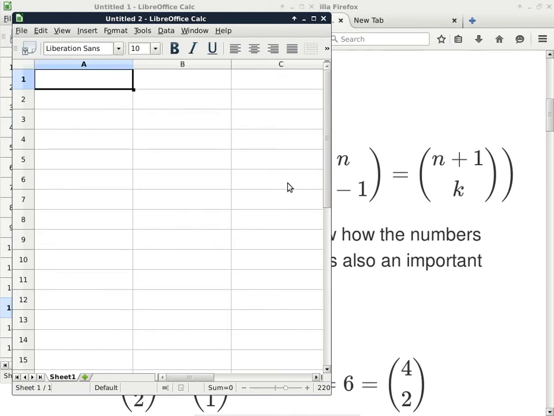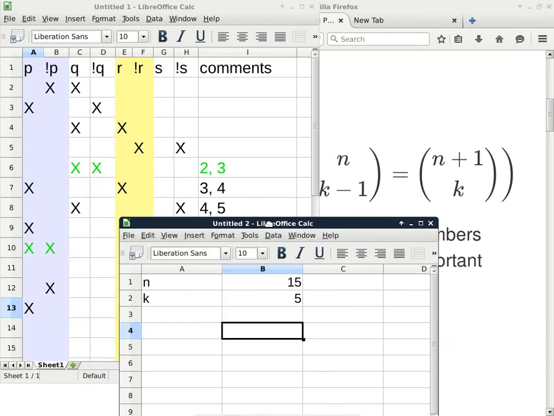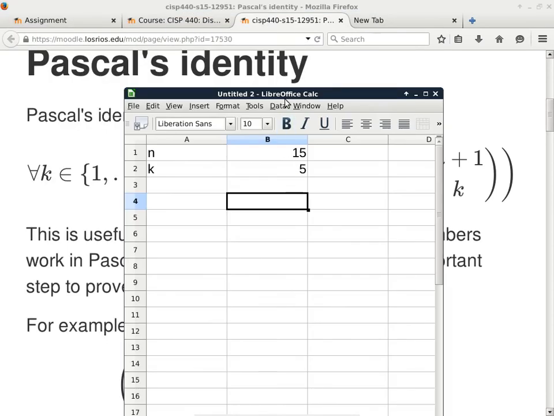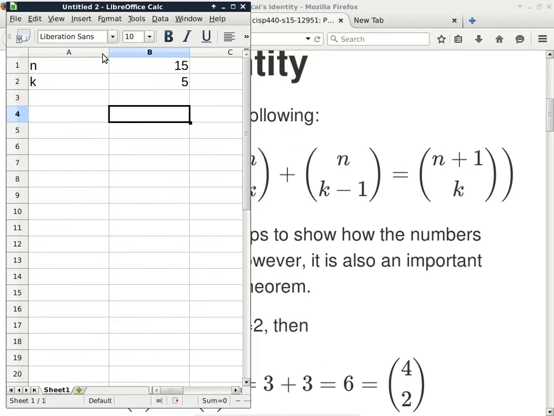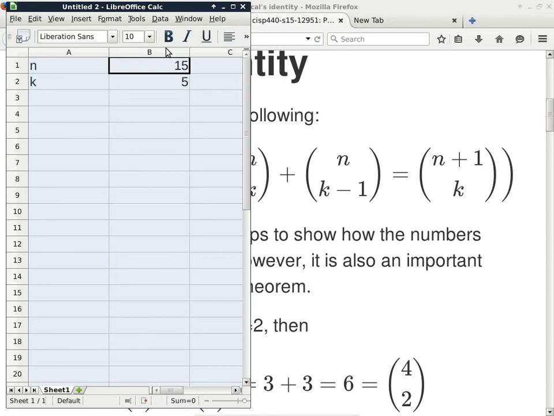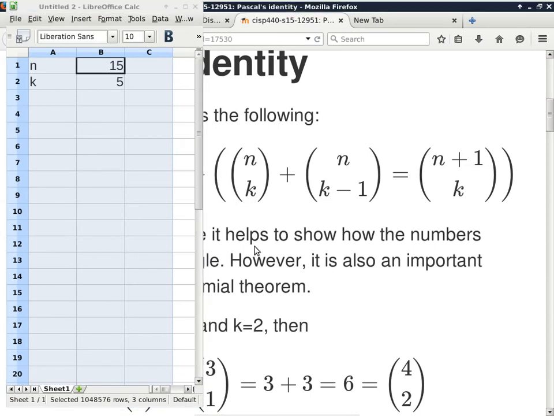So let's say n is 15, and let's say k is 5. And I will change this so I can display both the theorem and the spreadsheet at the same time. There we go. Sort of getting there. There we go.